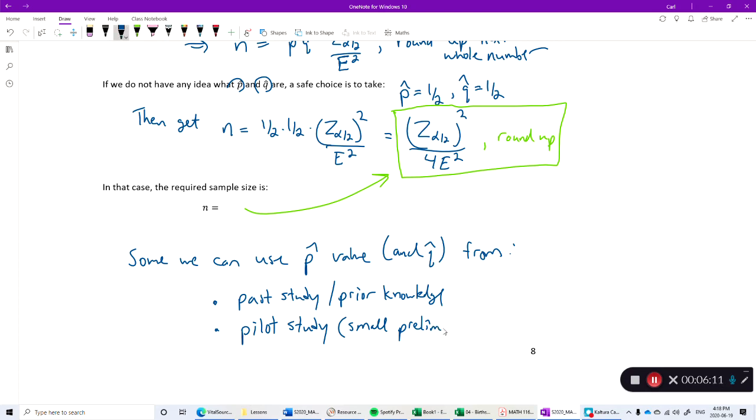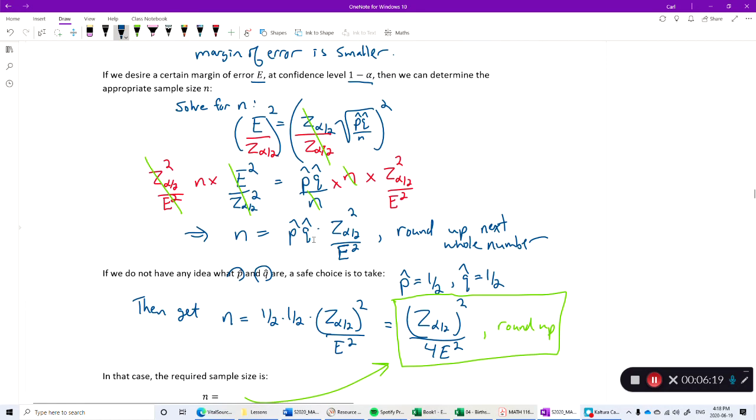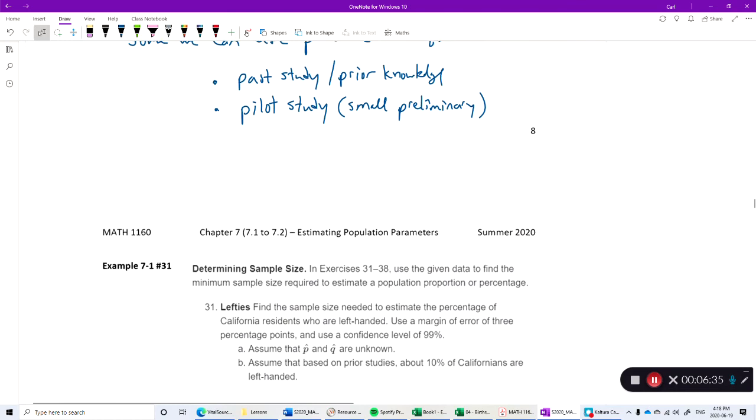So we do a small study and get a rough sense of what p hat is, and then we use that value to determine what is an ideal sample size, which would probably be larger, and then we repeat with a different sample, and we can be more sure that that's an appropriate size.